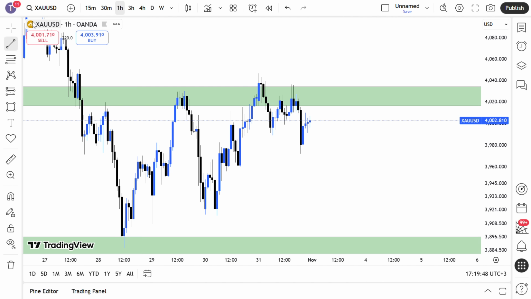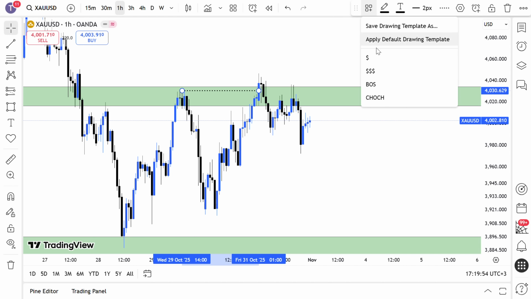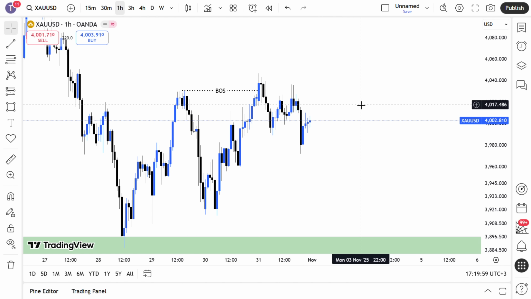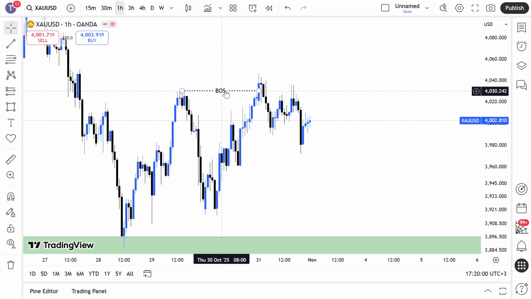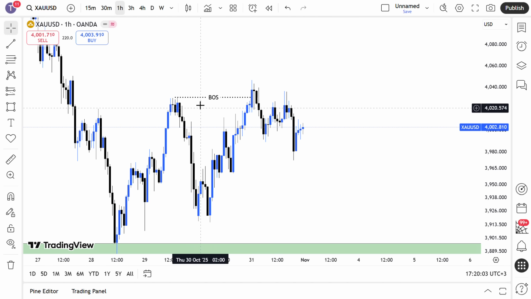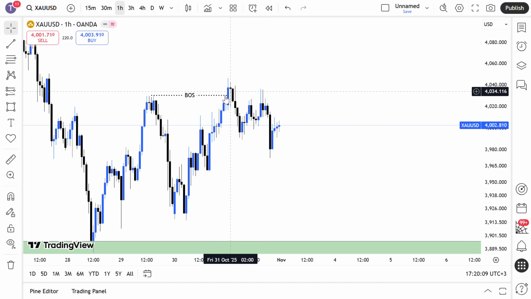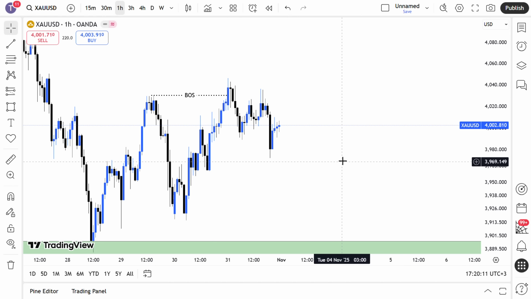This is a valid break of structure that we should not assume. So I'll mark that break of structure. I'll delete this to make my chart very clear. So I have this break of structure, and I'm not forgetting that price is having a reaction from that support and resistance level. And we have some selling pressure from that point.